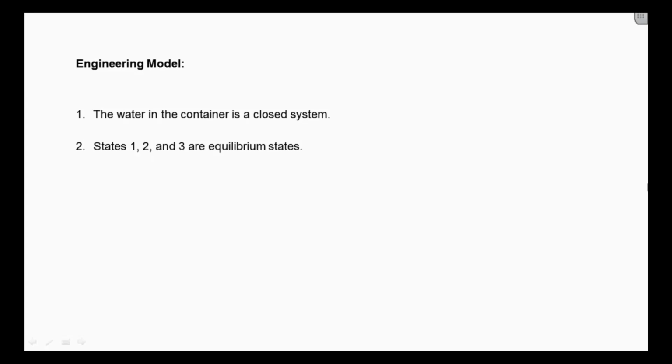The next step is to develop an engineering model, which is a set of simplifying assumptions which will allow us to perform the analysis of the problem. The water in the container is a closed system. States 1, 2, and 3 are equilibrium states. And the volume of the container remains constant because it is rigid. Having completed all the required preliminary steps for our solution, let's develop the analysis.